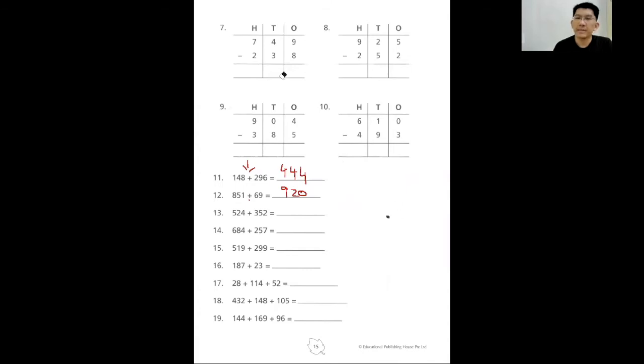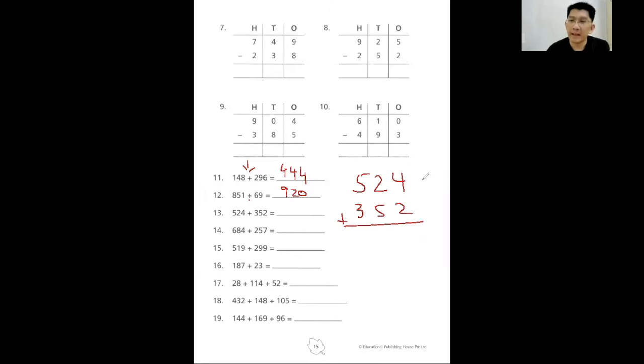Okay, now are you ready for number 13? Number 13. So let's do number 13. We are going to put them in this format, 524, 352. Okay, draw a line. And what operation we're going to put here? Yes, plus addition operation, correct.